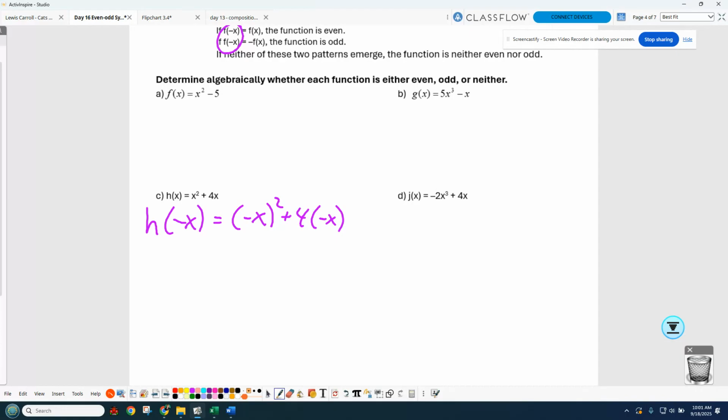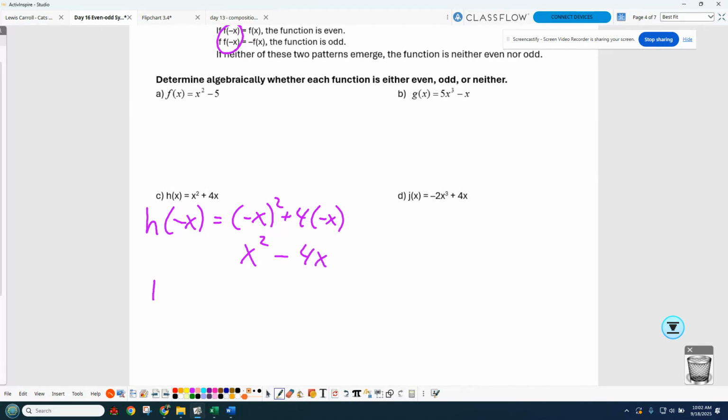Noah, what is negative x times negative x? What is x times x? X squared. And a negative times a negative? Positive, so negative x times negative x is positive x squared. Okay. Ella, 4 times negative x? Negative 4x.